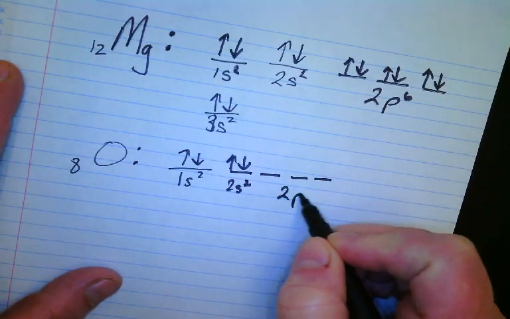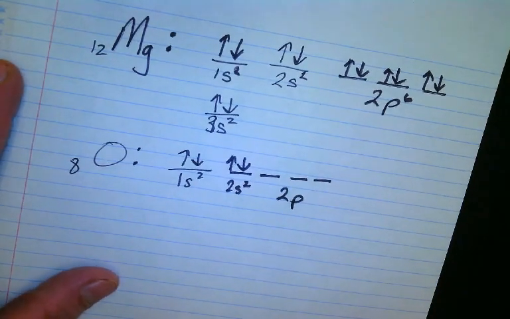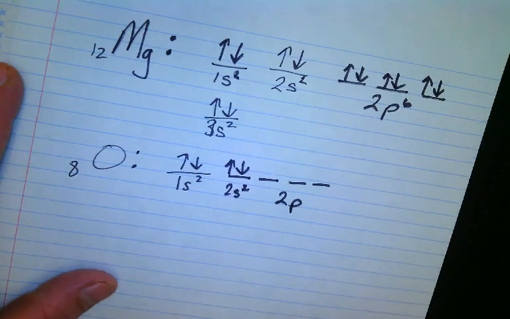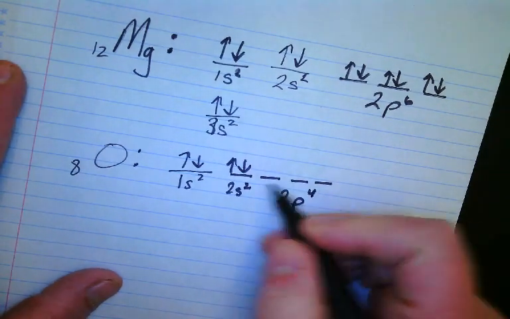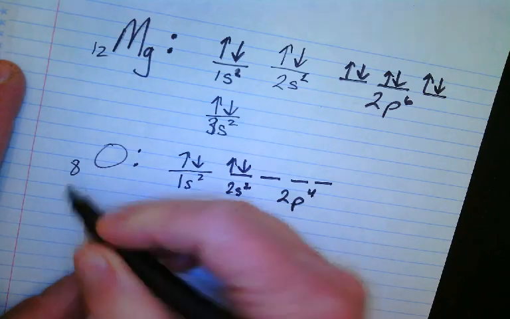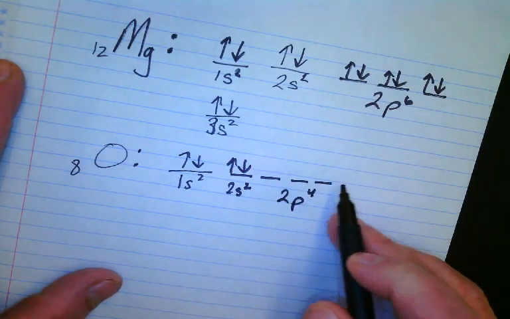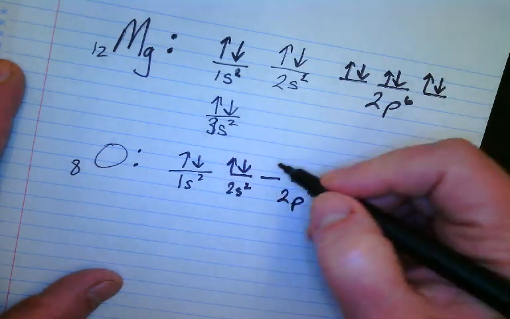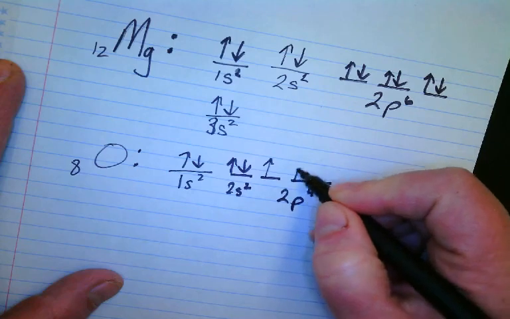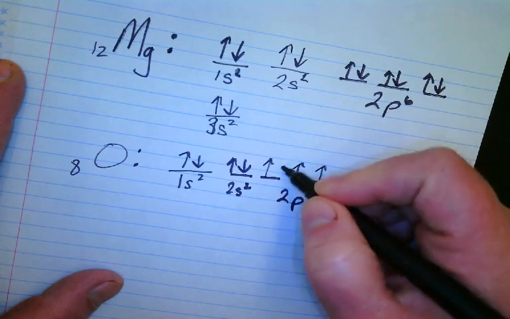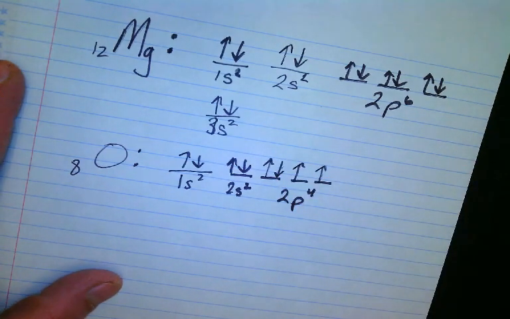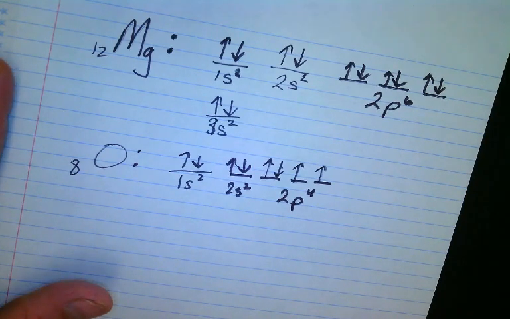Then I go to 2p. Now I only have 4 more electrons to place because 4 plus 2 plus 2 is 8, right? Does that make sense? So how many arrows am I going to put on these 3 lines? 4. 1, 2, 3, 4. Does that make sense? Did I answer your question?